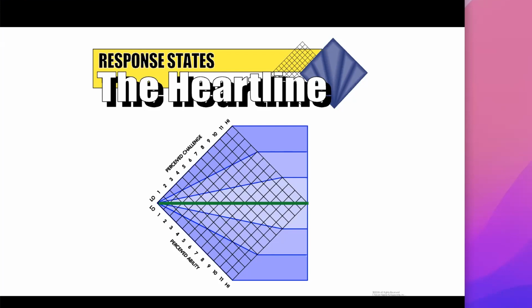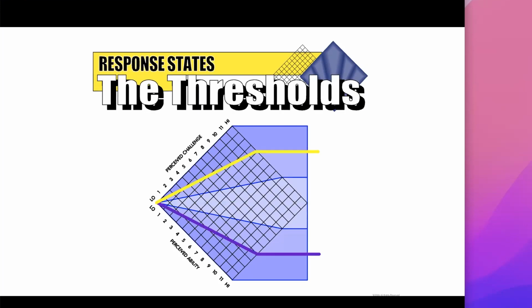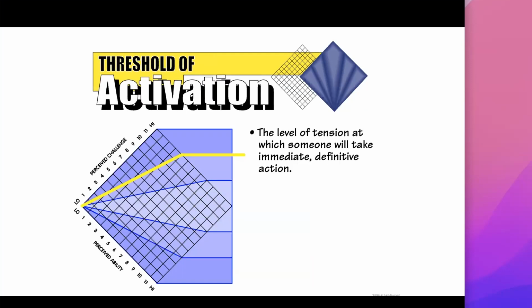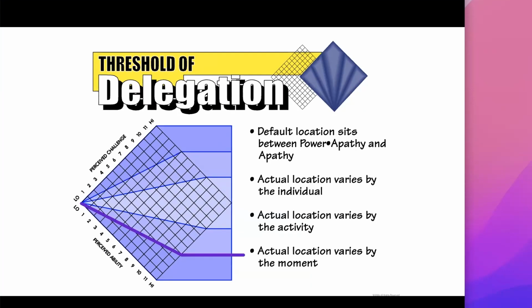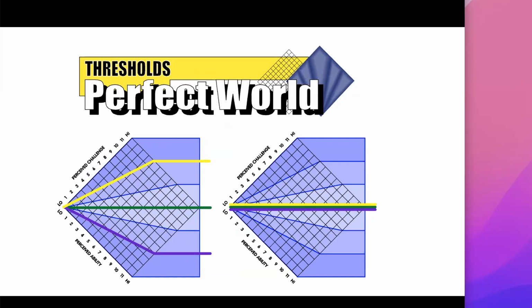But I guess my question is, if I am 10-10, and I want you to give me a solid definition of what 10-10 is, does 10-10 automatically include the fact that the thresholds of activation and delegation are laying right on top of the heart line? Is that a given? Or could you say, oh no, it's perfectly possible to be at 10-10 and still not take action to do or delegate? What are your thoughts on that, gentlemen?